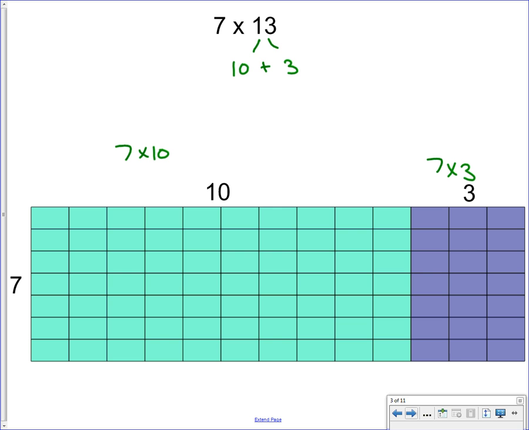So this is actually 70. And this is 21. And so 21 plus 70 equals, you guessed it, 91.